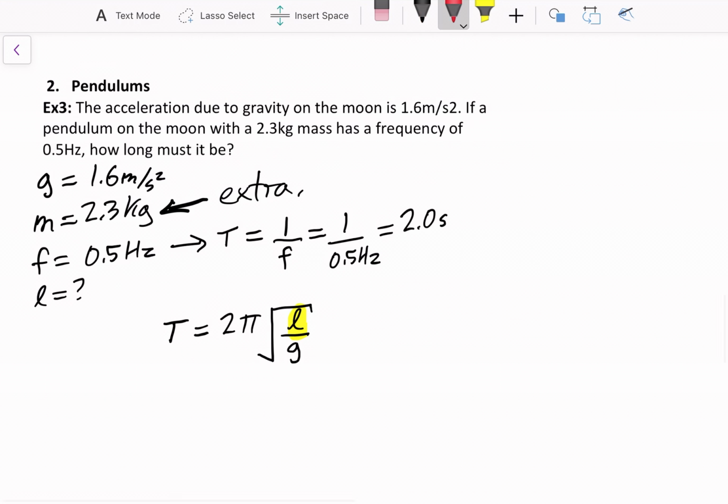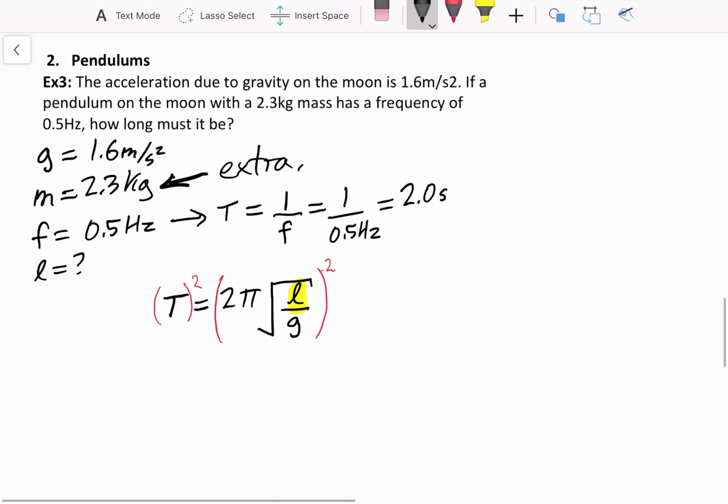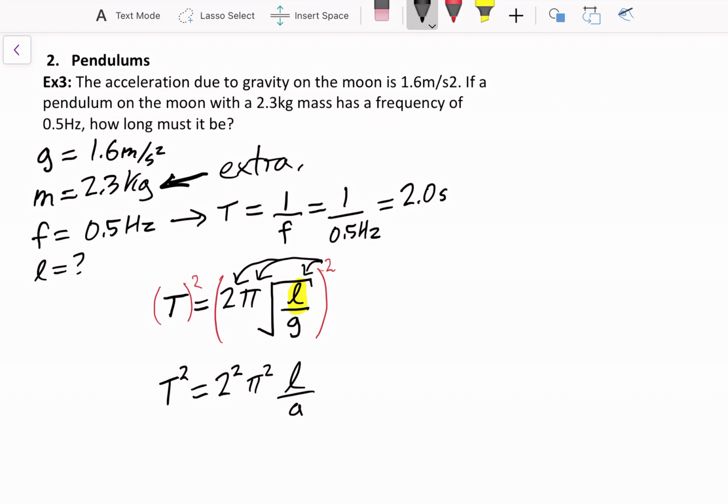So the first thing we're going to do in order to isolate the length, and there are a couple different ways we could do this, is start by squaring both sides. So T squared on the left. On the right, we can square each part separately. Basically, we're going to distribute the exponent to all three parts in here. So we have T squared equals 2 squared times pi squared, times L over g.